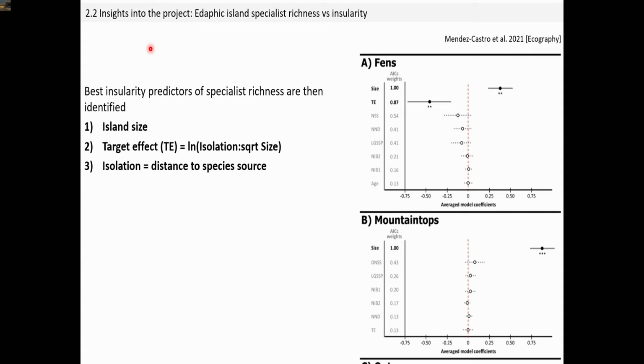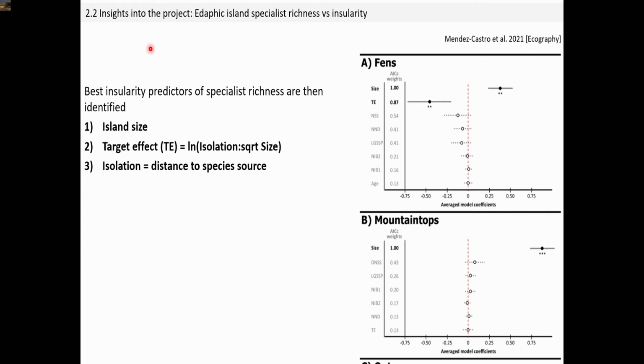And then for mountain tops, we identified only size as the best predictor of specialist richness, and in outcrops, target effect, even though it's not super strong as an effect. So island size, target effect, and isolation can be considered as the best predictors for specialist richness in these study systems. And target effect, as you have seen here, is a simple quotient between isolation and size.